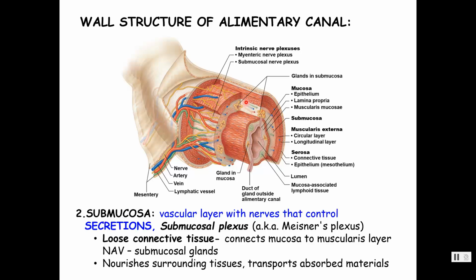Also, under there, we have some submucosal glands, which can also secrete things through the mucosa into our lumen. And that's mostly going to be mucus and things for secretion, just to help protect that lining and help move things along. But the job, of course, of that connective tissue is going to nourish the surrounding tissues and allow for transport of our absorbed food. So that's going to be the absorptive layer.